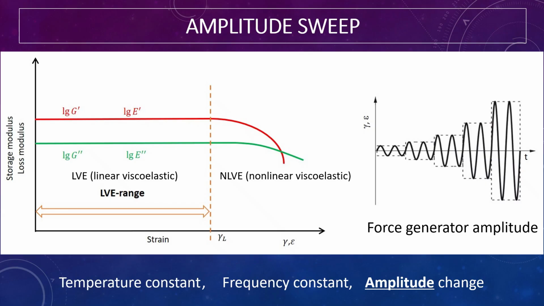Then the storage and loss modulus will fall. And then the right part of the diagram shows the force generator amplitude. It is going higher and higher. As it goes higher, the storage modulus and loss modulus are dropping down. This shows the material is deformed.